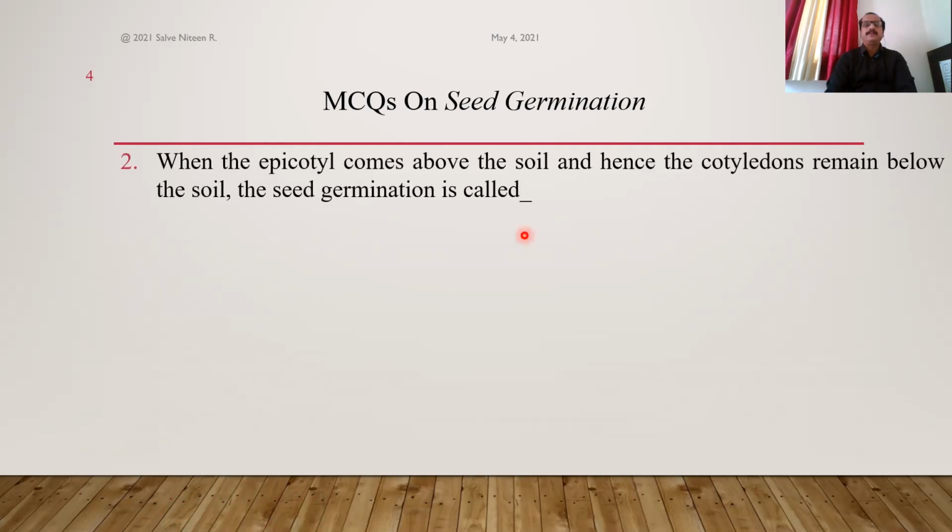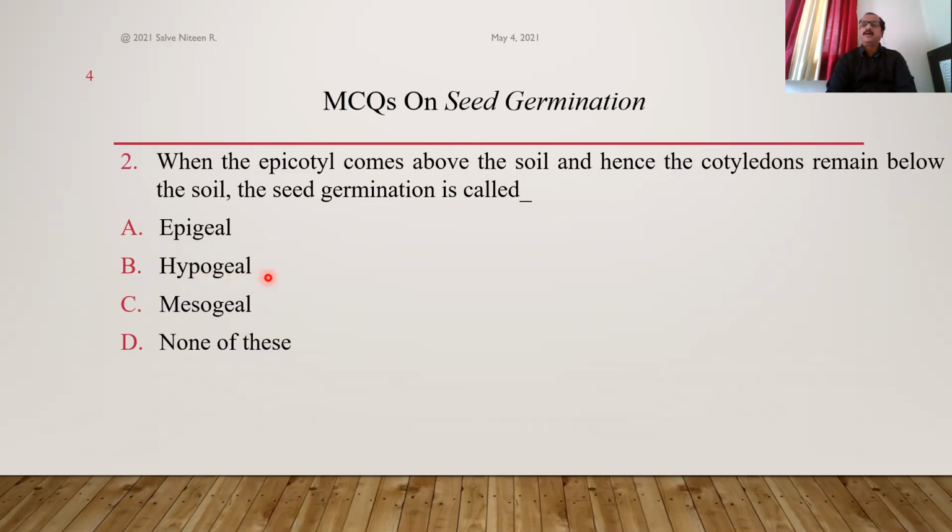Second question: when the epicotyl comes above the soil, that means the hypocotyl remains below, and therefore the cotyledons remain below the soil, then the seed germination is called hypogeal. Hypo means below, geal means soil, hypogeal or hypogeous. Who is below the soil? Cotyledons are below the soil during seed germination. So this is the hypogeal type of seed germination. So the answer here is option B.